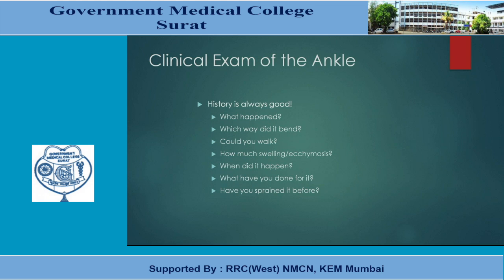Now clinical examination of the ankle. History is always good. So what happened? What happened to the ankle joint? Which way did it bend? It bent medially, it bent laterally. Could you walk after the bend? How much swelling or ecchymosis is there? When did it happen? How many days? What have you done for it? And have you sprained it before? Has this same injury happened before sometimes?